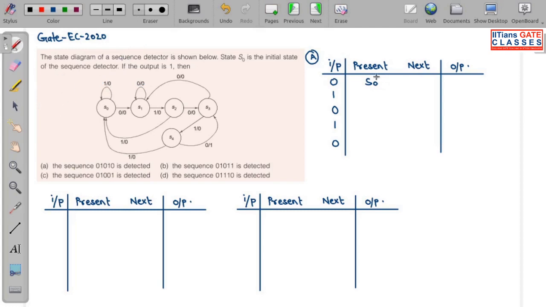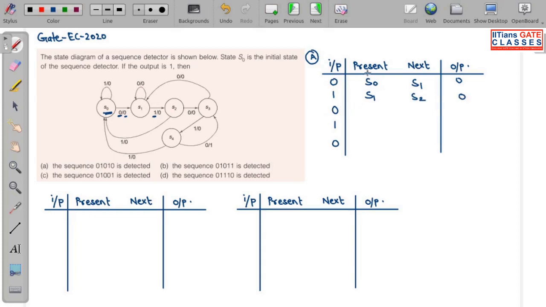Okay, so if my present state is S0, and if my input is 0, you can see the next state will be S1, and your output will be 0. Fine. So now your present state is S1, you apply input as 1. If input was 0, you would have remained in the same state, but here input is 1, so you will be moving to S2 and output is 0.